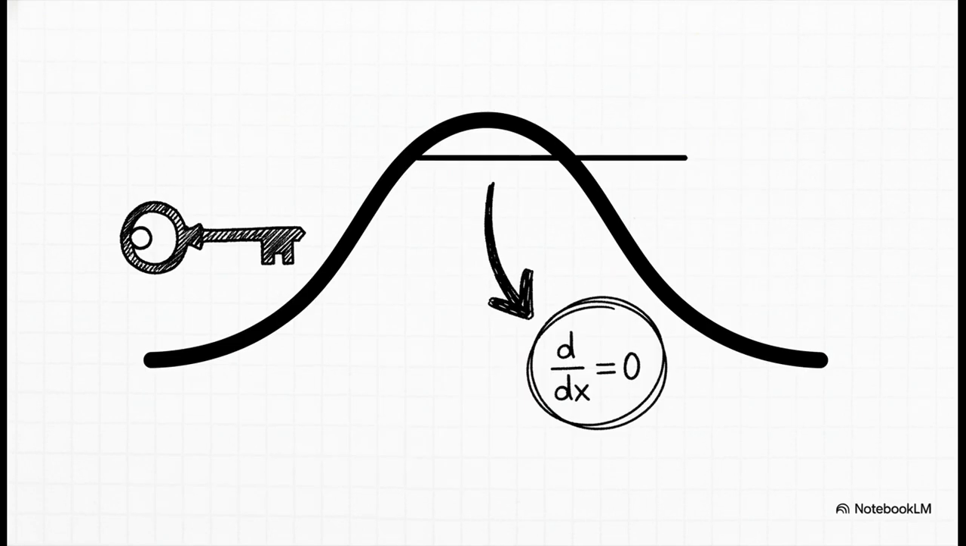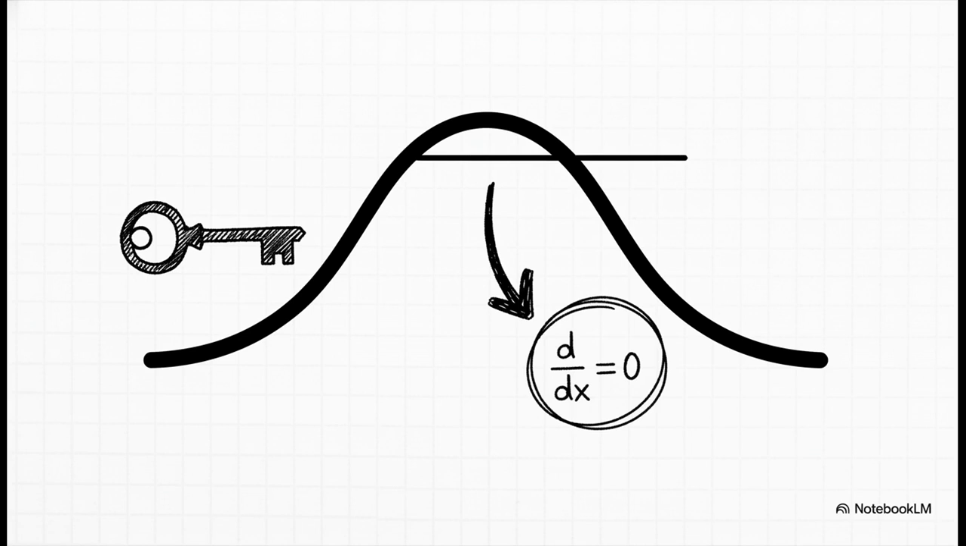And the key, the mathematical secret, as we've discussed, is this principle right here. At that maximum point, the rate of change is 0. So our process is clear. 1, we take the derivative of our profit function. 2, we set that derivative equal to 0. 3, we solve for the price, x.